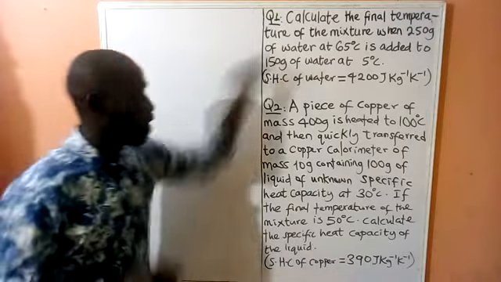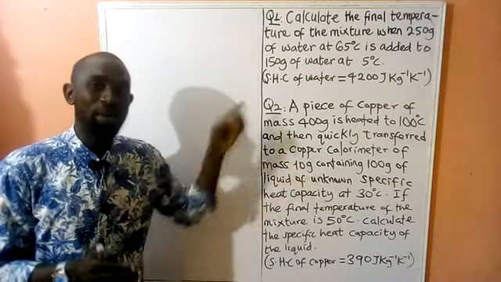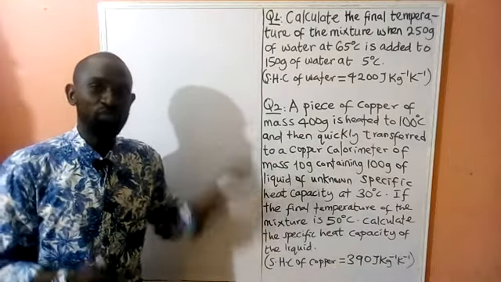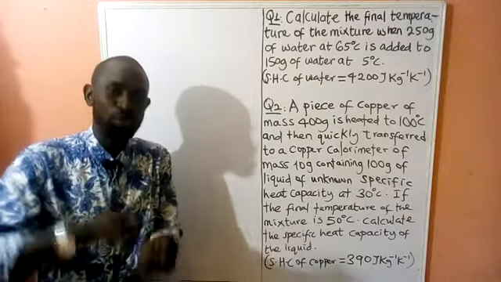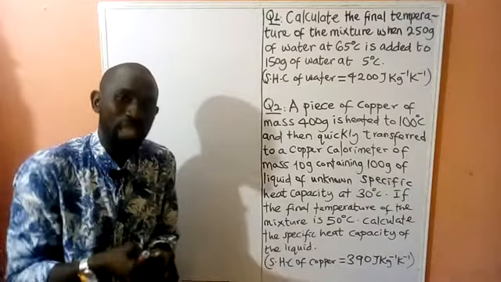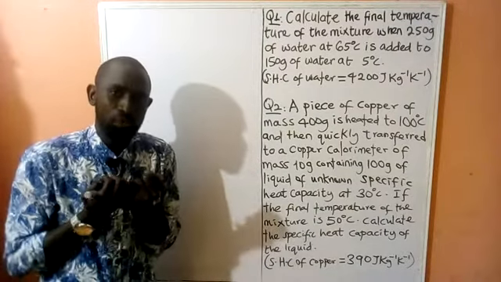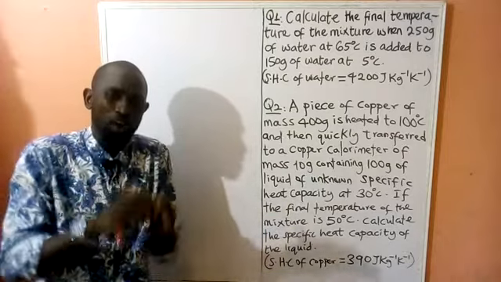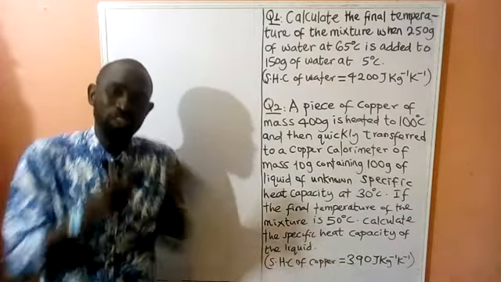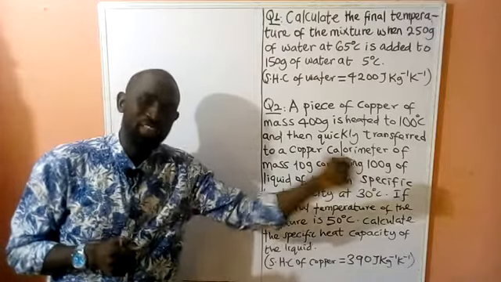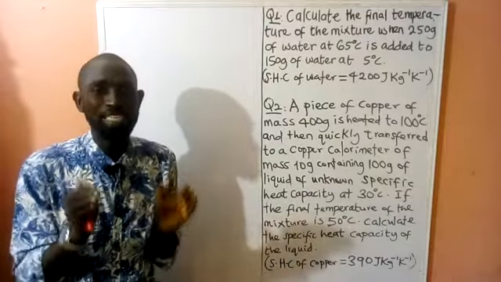So here we have question number 1. Like I said in the first video, the whole concept behind the specific heat capacity of a substance by the method of mixtures is this: one body that is hot, or at a higher temperature, will be losing heat, while another body that is cold, or at a lower temperature, will be gaining the heat. They will then reach a final temperature. Once this happens, we say the quantity of heat lost by the hot body will be equal to the quantity of heat gained by the cold body.